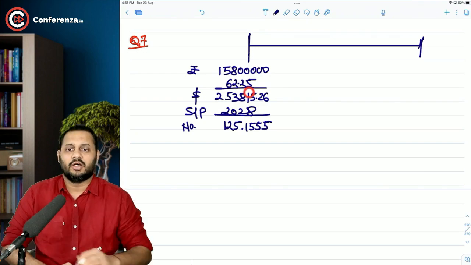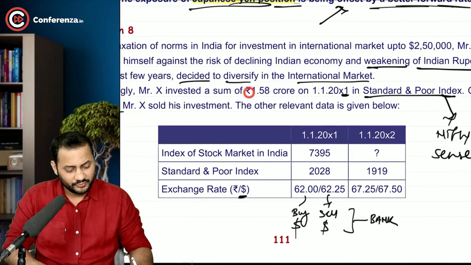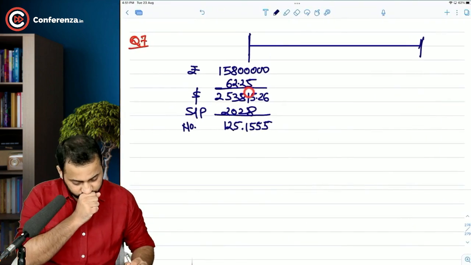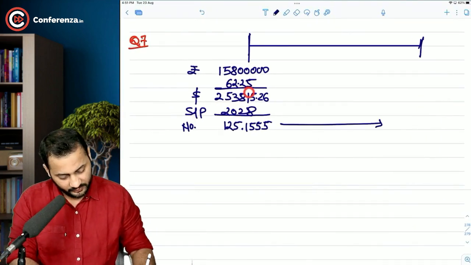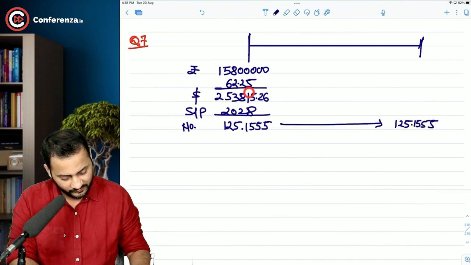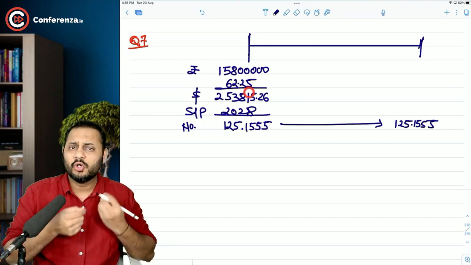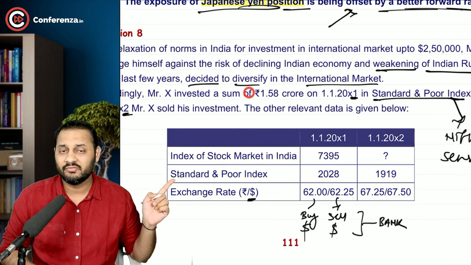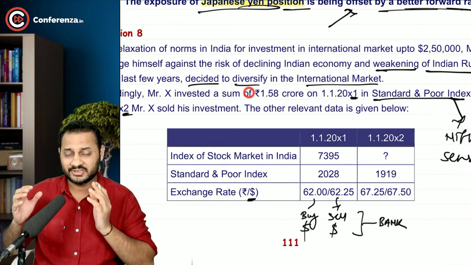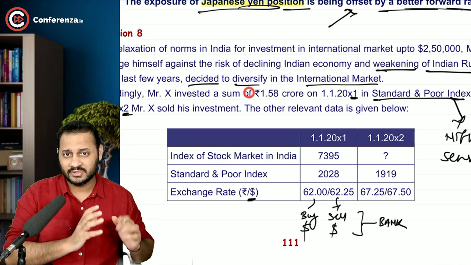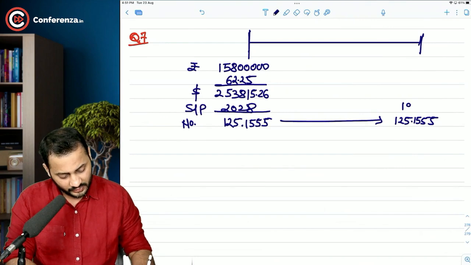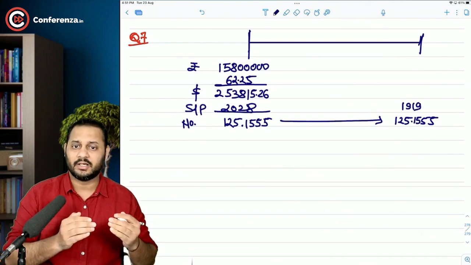Okay, sir. Now what has happened? You have sold them after just 1 year. Okay. So from this point we will be selling this much of the 125.1555 at what rate? The ongoing S&P index rate, which was 1919. You can see we have a loss in this case because we purchased at 2028 and we are selling it at 1919. And both of them are in dollars. 1919. You are going to multiply. Okay.